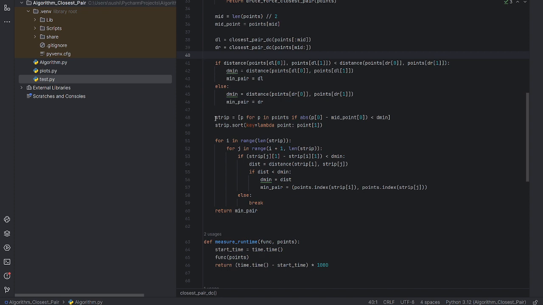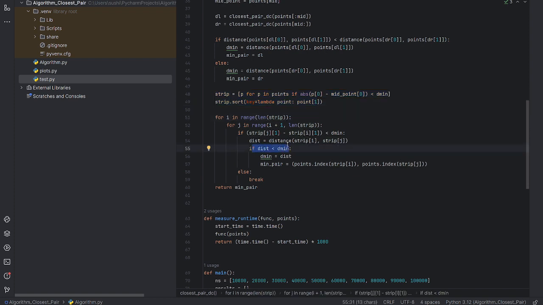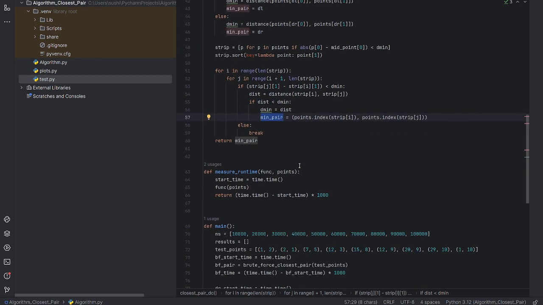Then a strip is created and sorted along the y-axis, and then a nested for loop iterates over the strip and finds the distance between the points. If any of the points have a lesser distance than the minimum distance obtained, the minimum distance pair gets updated accordingly.